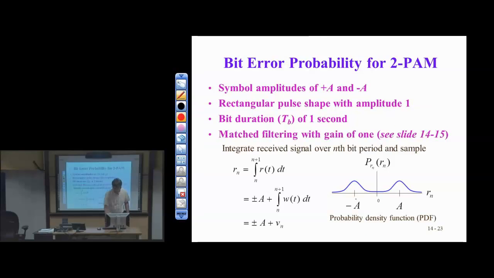All right, so let's go ahead and derive the probability of a mistake in the receiver in the presence of additive spectrally flat noise and no other impairments. So it's 2 PAM, so our symbol amplitudes will be plus capital A and minus capital A, 2 possible values. To make it simple, we'll use a rectangular pulse shape, amplitude 1. The bit duration is 1 second. We're just normalizing all the parameters to make it easy. We'll come back and generalize this in part 4. And we'll do matched filtering with a gain of 1. So this normalized everything.